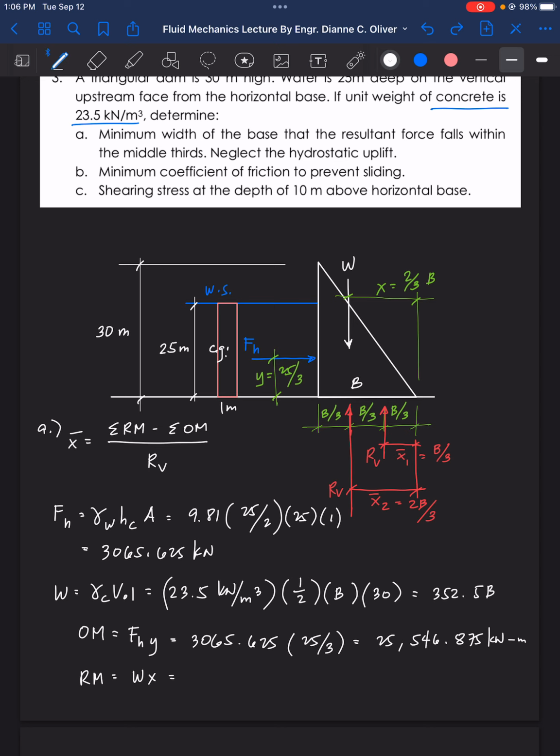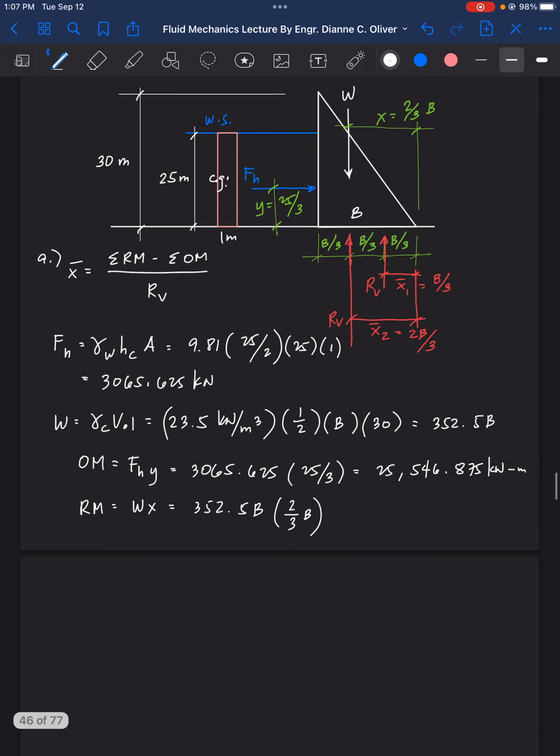So 352 for the W, right? So 352.5 B times the x here is 2/3 of B. So what's the answer here? For RM, the resisting moment, that is 235 B squared. Okay, and then RB is simply the weight.